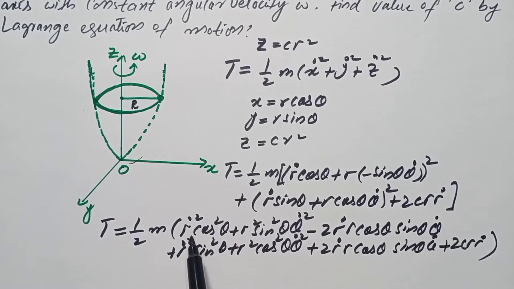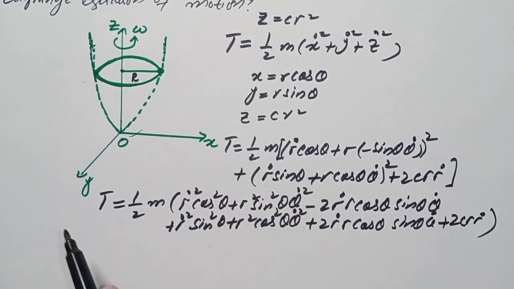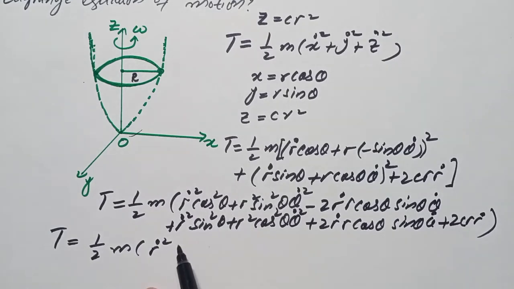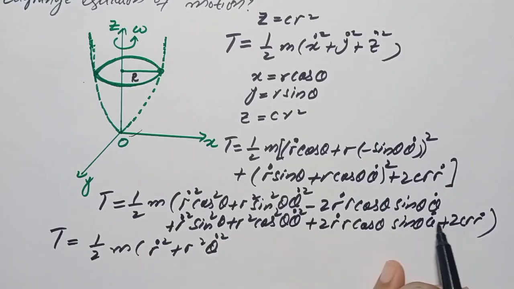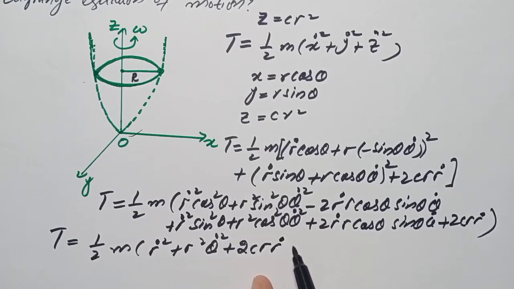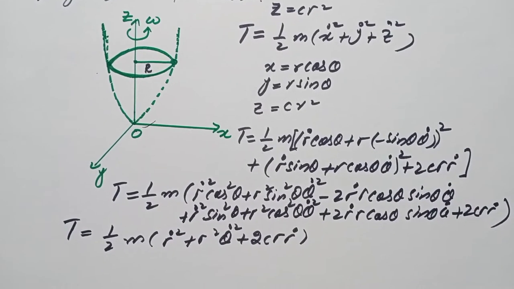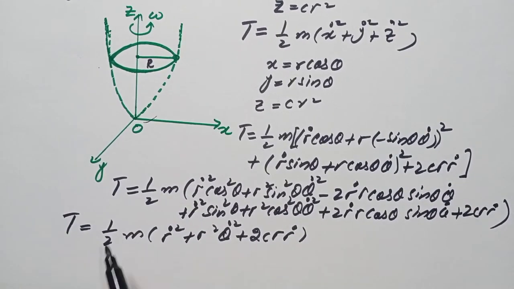So we can see this first term can be combined with this one, taking r dot square common, cos square theta plus sin square theta will be 1. This term can be combined with this term, taking r square theta dot square common, sin square theta plus cos square theta will be 1. These two cross terms will cancel out. So we can further simplify the kinetic energy to half m r dot square plus r square theta dot square plus 2 c r r dot. So this is the kinetic energy of this bead.